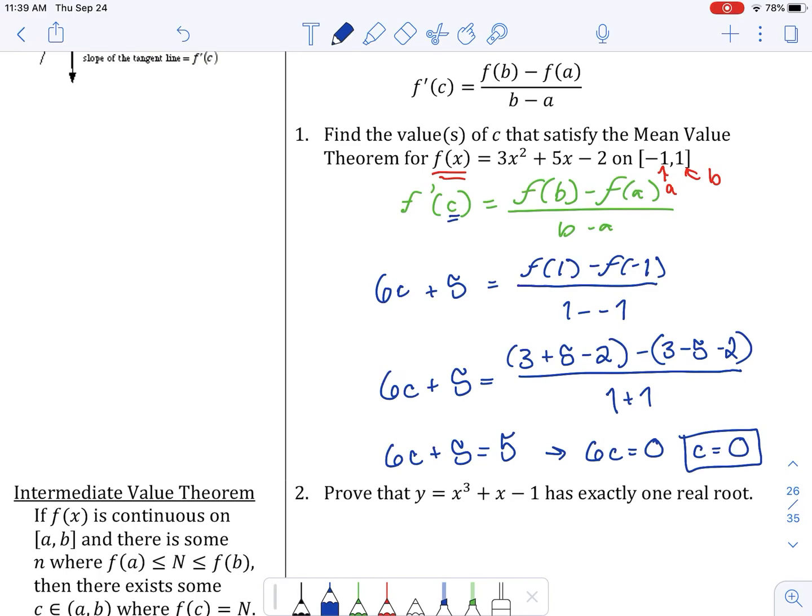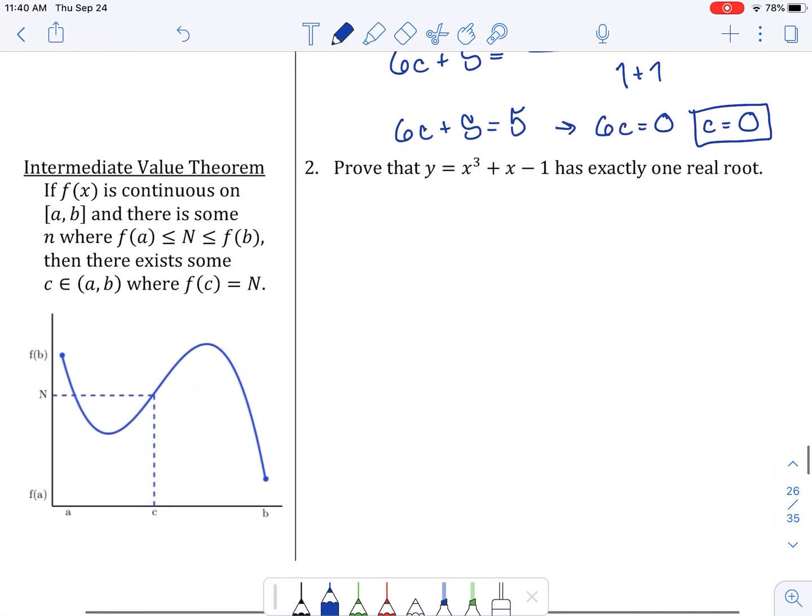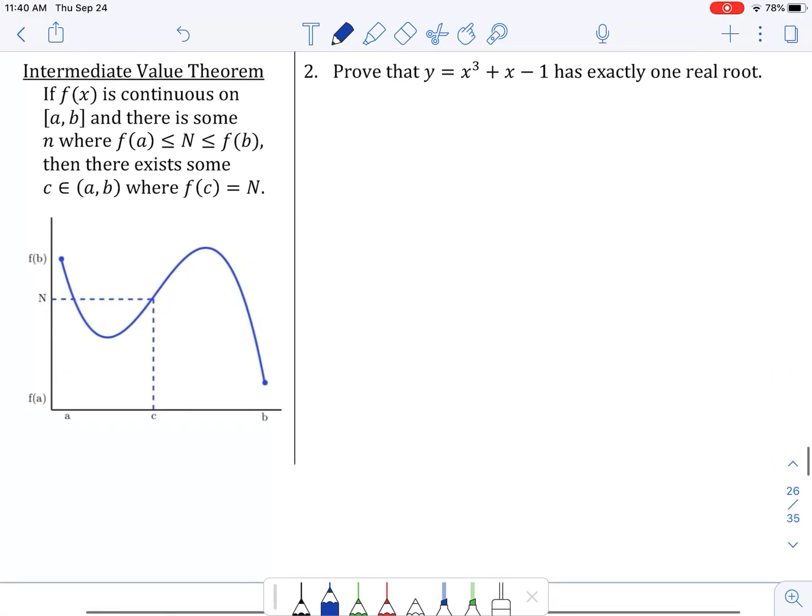You might get asked, all right, what is the point at that? So then you'd plug it back into the original function. They might ask for the equation of the tangent line. We've done practice problems like that in the past. The other theorem that's important for derivatives that's similar that we've seen before is the intermediate value theorem, or IVT.